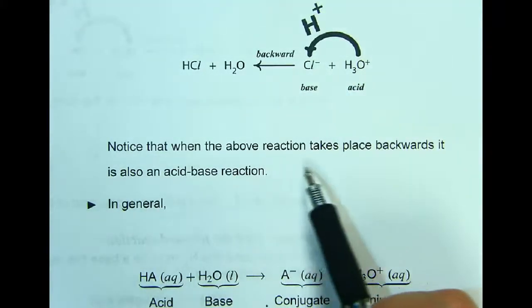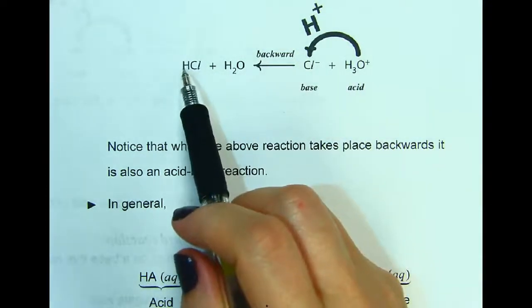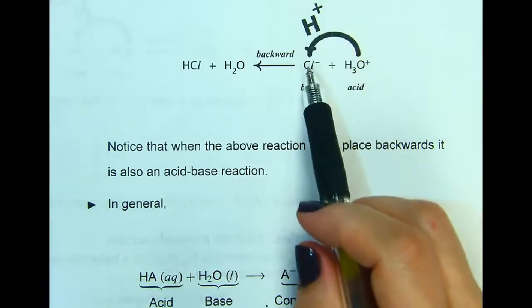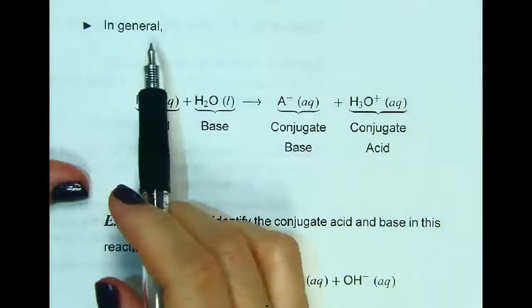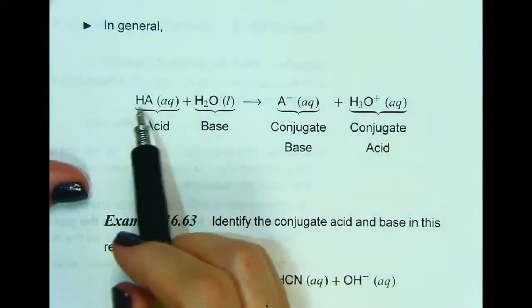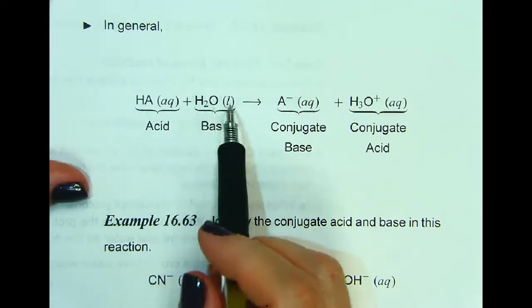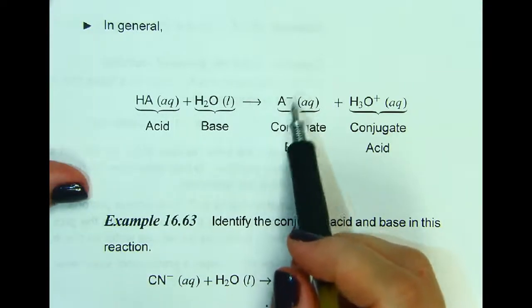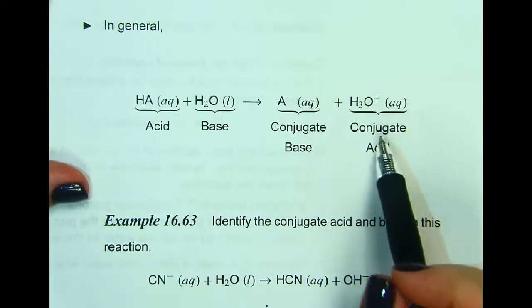Notice that when the above reaction takes place backwards, it is also an acid-base reaction. So here we have an acid and a base, and then when we look at the reverse, hydronium is donating a hydrogen to the chloride in order to get back to the reactants originally. In general, this is a generic acid-base equation where you have HA, your acid, hydrogen plus any anion, plus water, a liquid, which is acting as our base, yields the anion from the acid, which is our conjugate base, plus hydronium, which is our conjugate acid.